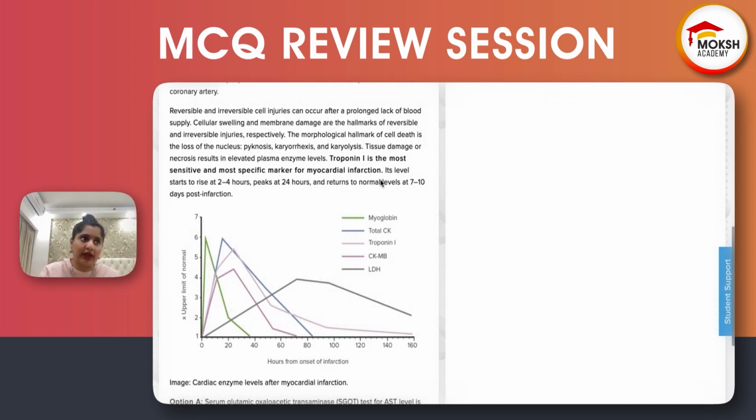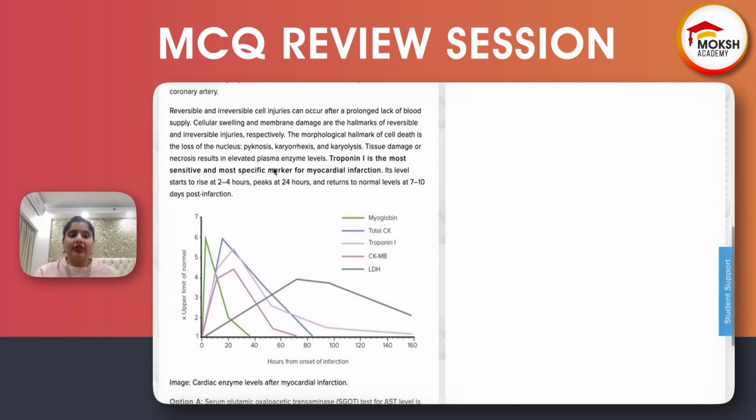Troponin was not there before. Myoglobin was what people used to rely on, maybe 20 to 30 years ago or more. When troponin came up, it became one of the best indicators because it gets released fast, maybe a little late compared to myoglobin, but it stays for a longer period. So it's good as an indicator. We have a lot of patients who come in at a very late stage of MI, and if you're not able to diagnose it and you get troponin levels done, you'll know they're having a myocardial infarction. That's why troponin I is the most sensitive and most specific marker.